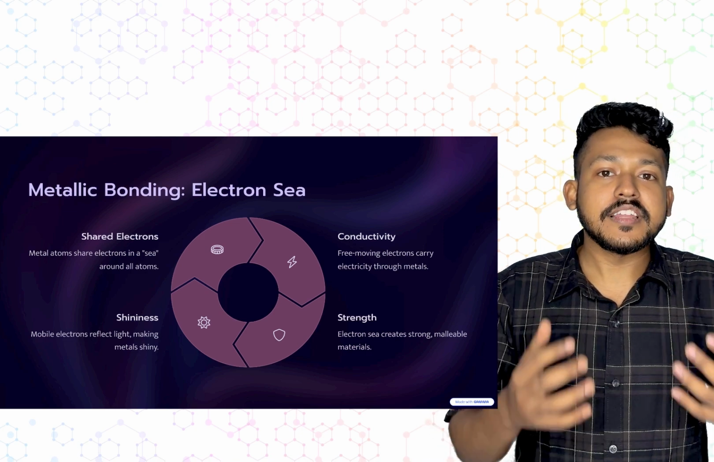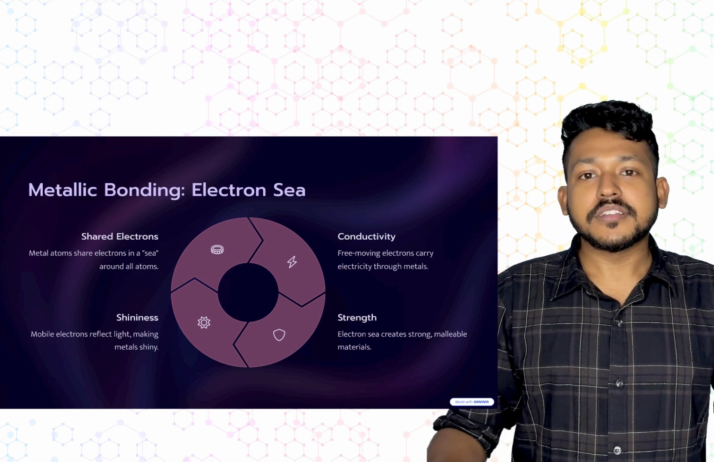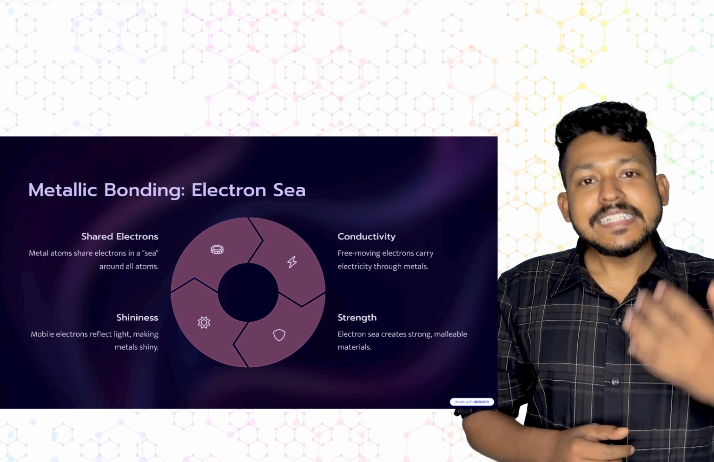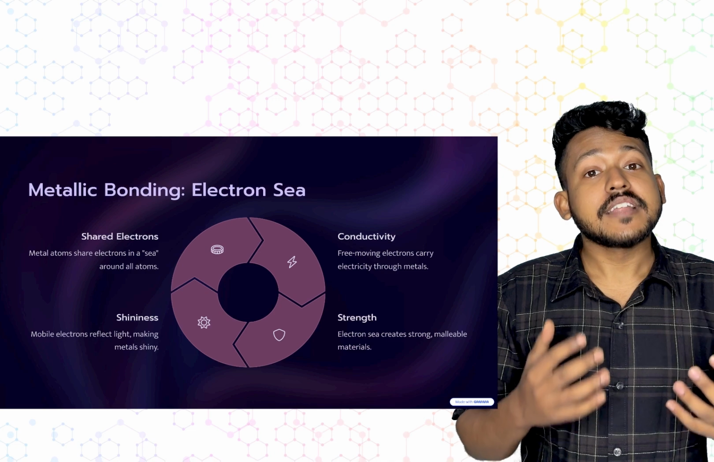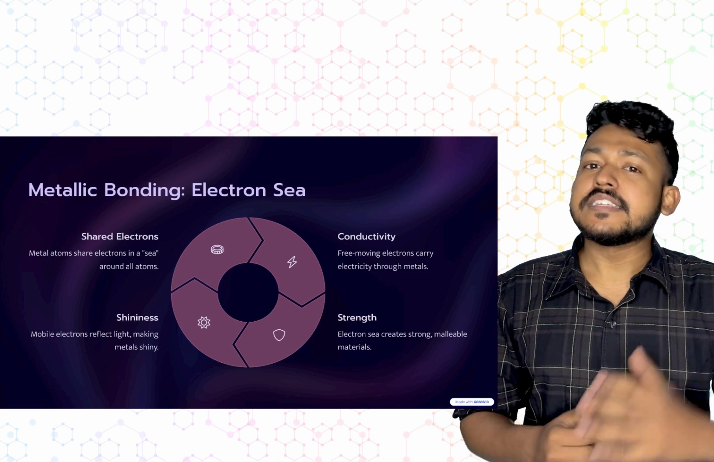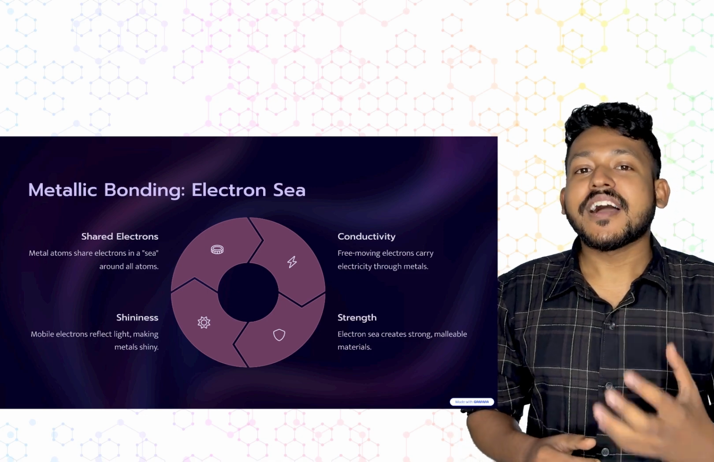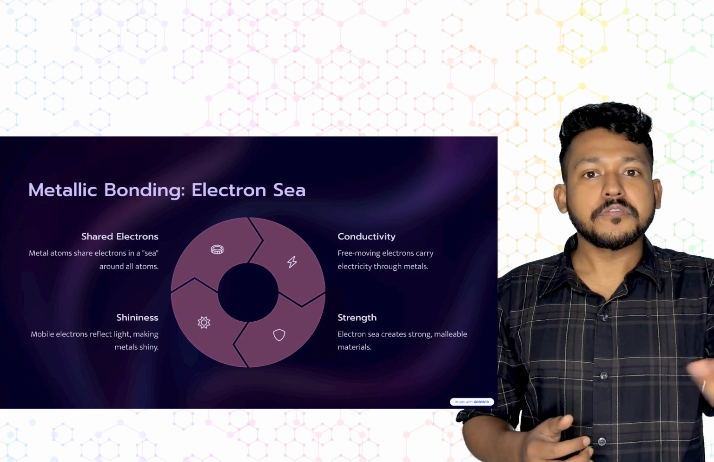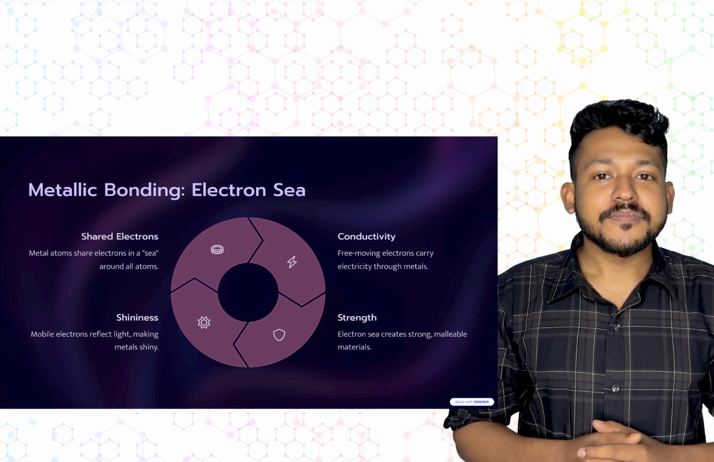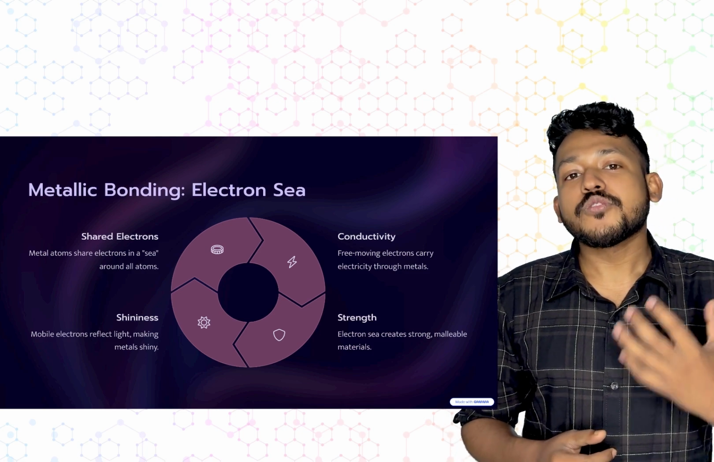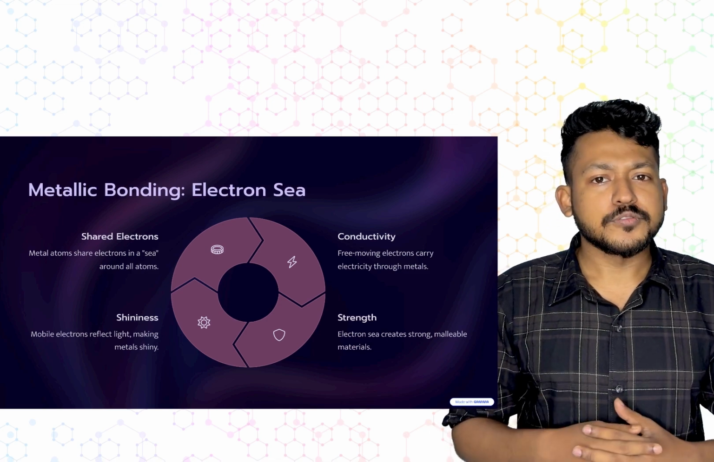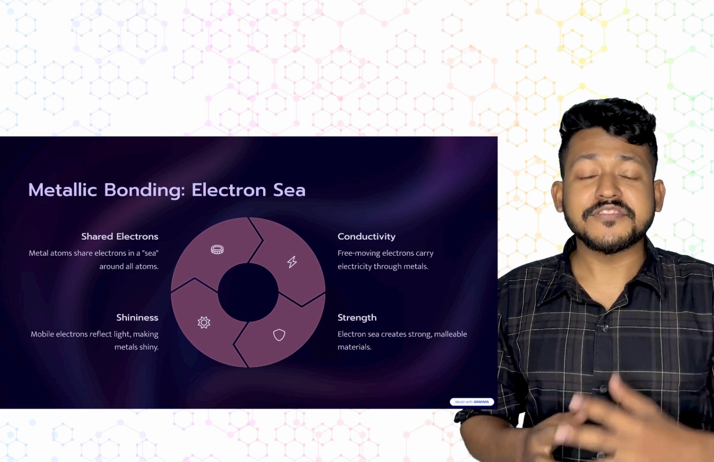It's like everyone in a village tossing their marbles into a shared playground where the marbles roll around and belong to everyone. These free moving electrons are what make metallic bonds unique. Because the electrons move easily, metals are excellent at conducting electricity. Think of the copper wires in your house, carrying current because electrons zip through the sea. The electron sea also holds the positive metal atoms together tightly, making metal strong and hard to break, like the iron in your maybe bicycle frame.